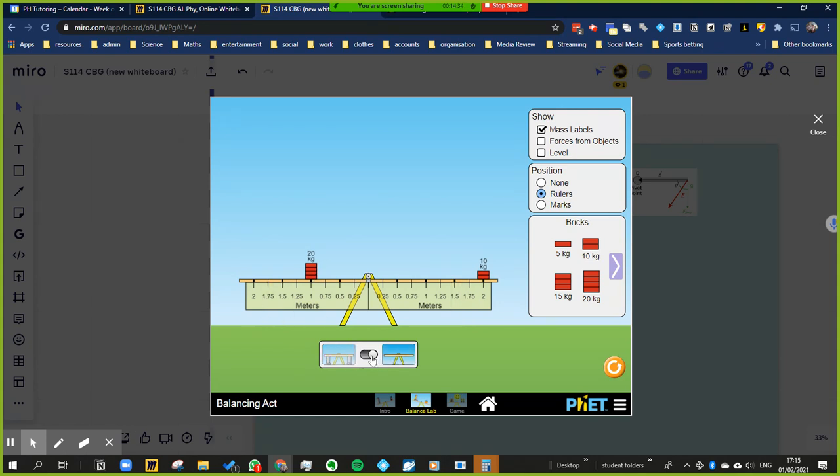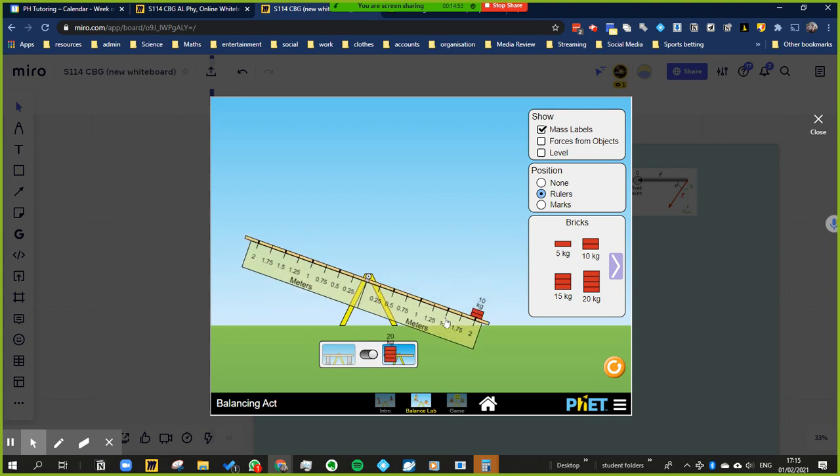Yeah. So what we've done is when we doubled the distance, we also halved the mass. So when we're increasing the distance, we're increasing what we call the turning effect: how much of an effect it makes on turning the seesaw, turning the lever.